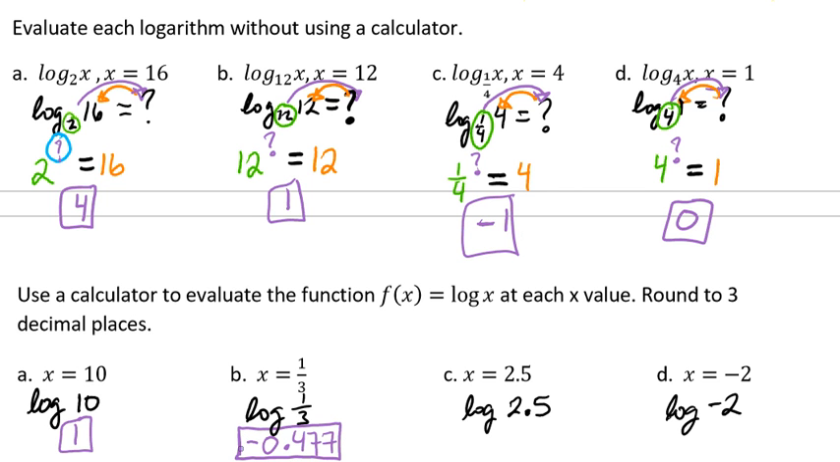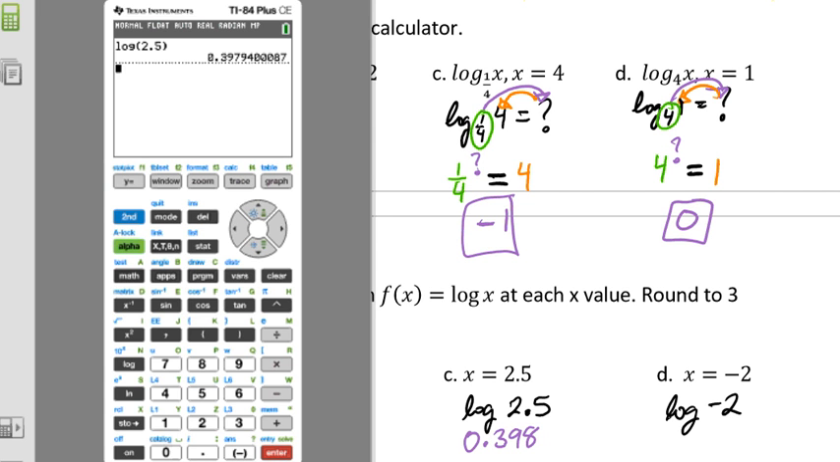I'm going to have you do C and D on your own. So push pause, plug those into your calculator, write down your answers, and when you're done, push play, and let's see if you're right. When we plug in the log of 2.5, we get 0.39794, which will round to 0.398.